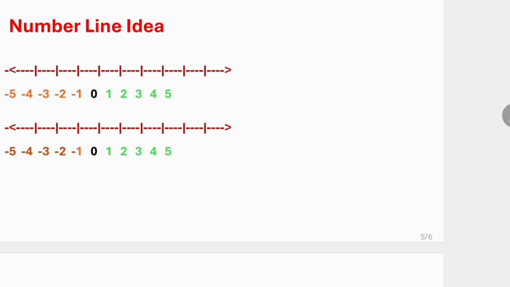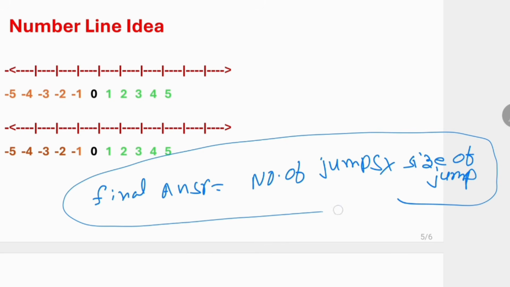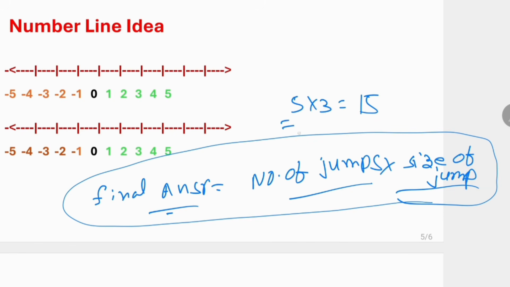Simply we remember that final answer is equal to number of jumps into size of a jump. Please remember this rule. Final answer is equal to number of jumps into size of the jump. Here 5 into 3 is equal to 15. 5 indicates the number of jumps, 3 indicates the size of the jump. Here the final answer of 5 into 3 is 15.